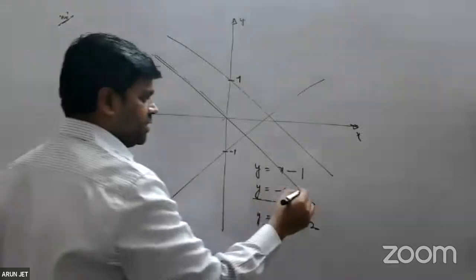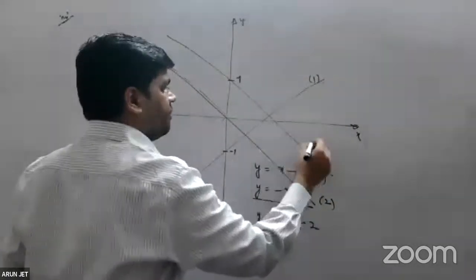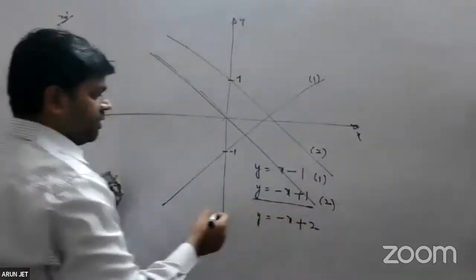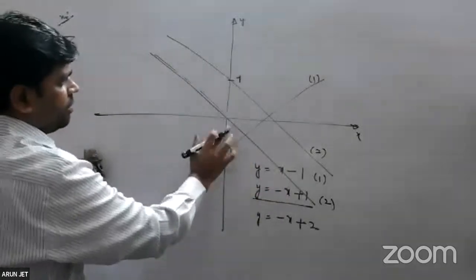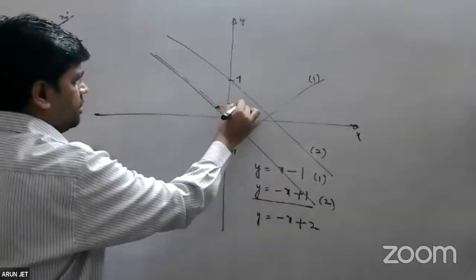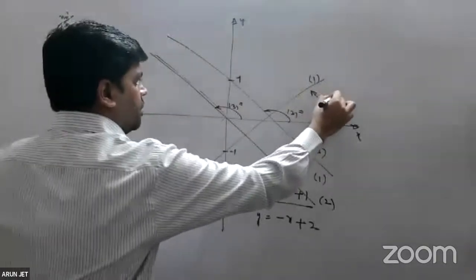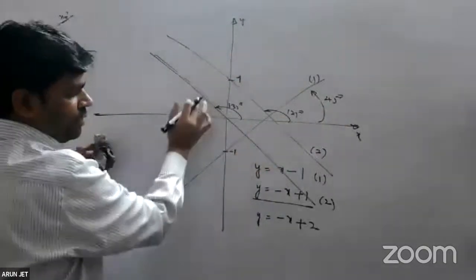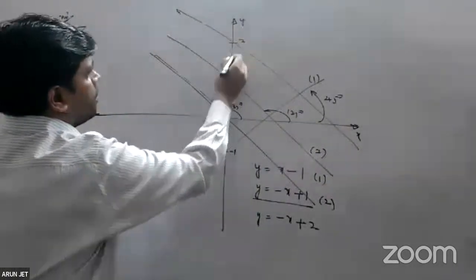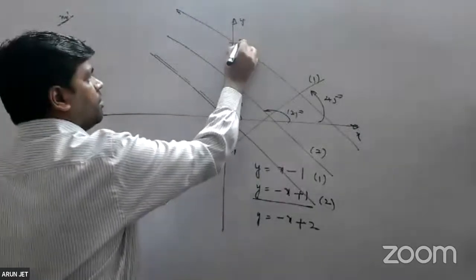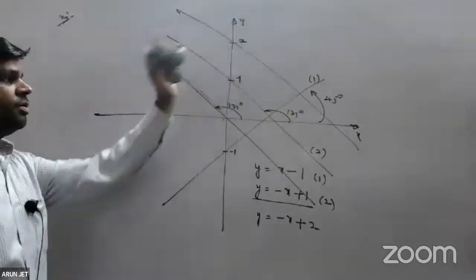This is -x plus 1. Second graph, first graph, first graph, second graph. Third graph, how does it look? -x plus 2. -x makes an angle of 135 degrees. I push it by 2 units. So I get this graph.